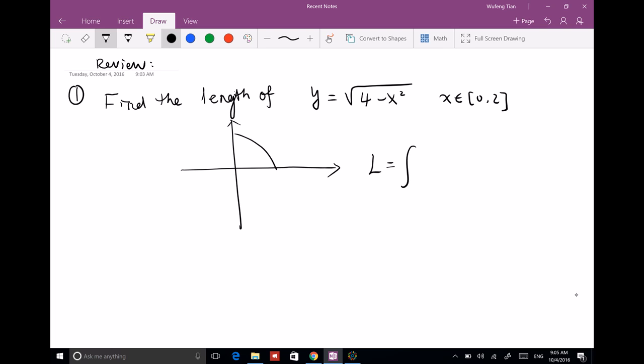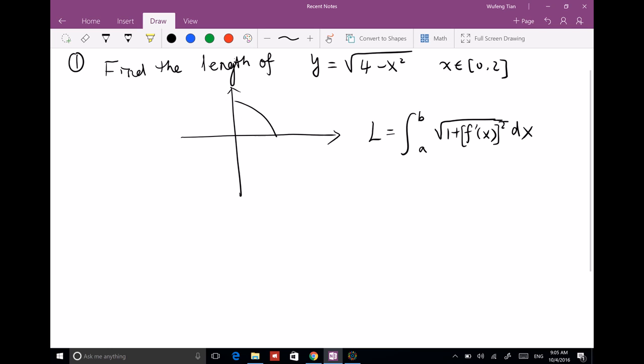Square root of 1 plus the derivative of f of x, from a to b, square root of 1 plus the derivative of f of x, squared. Okay, very good. f prime of x squared, dx. Thank you, Taylor. So we have the arc length formula. So what do we do here?